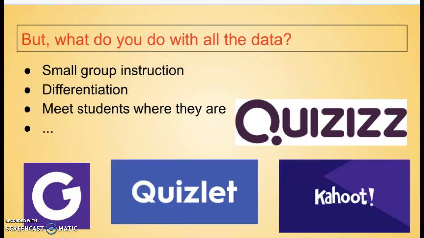Some examples, you can start some small group instruction. You can start differentiating, working with some of your lower levels, but then also pushing your upper level students. You can meet students where they are. If you're doing this at the beginning of a lesson and you're seeing that students have a bunch of this content already mastered, why reteach it? So meet the students where they are. And then I'm interested in hearing some of your ideas for what you do with all this data.